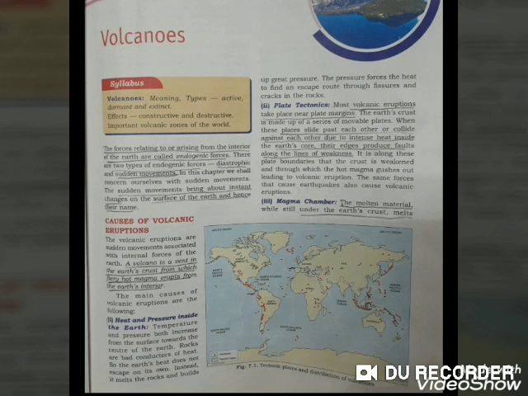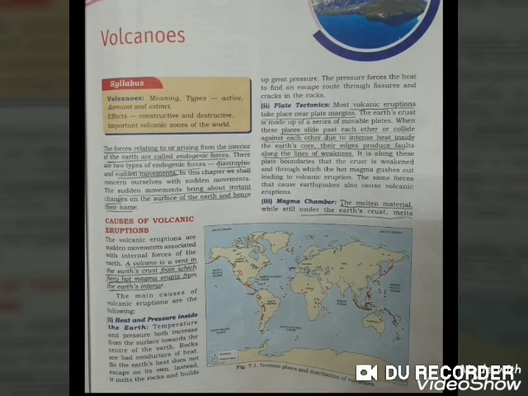The main causes of volcanic eruptions are, and first they've given you, heat and pressure inside the earth. Now we know as we go higher up, the temperature goes on decreasing. But as we go under the surface of the earth, the temperature goes on increasing. So temperature and pressure both increase from the surface towards the center of the earth.